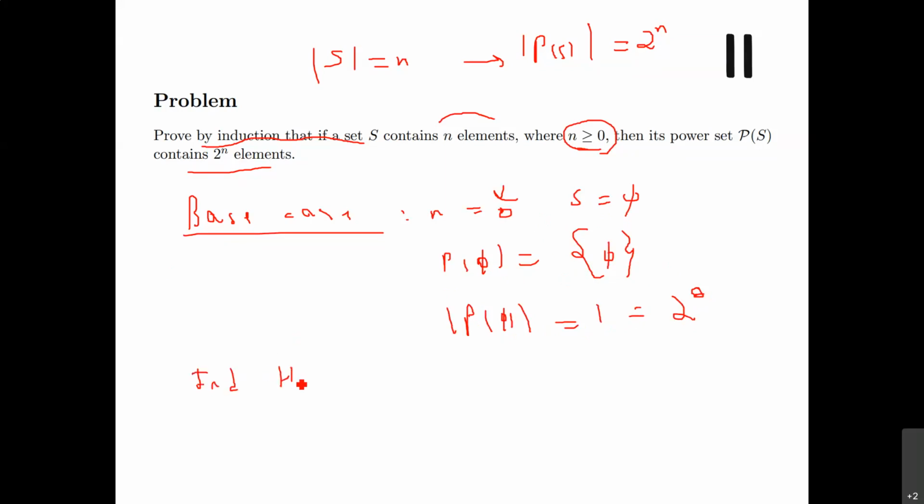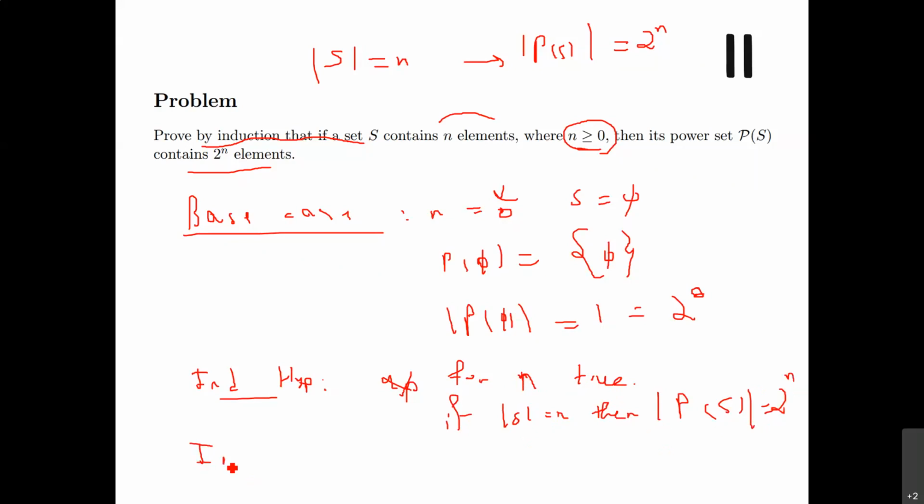Our hypothesis is going to say, for n, if you have some set that has n elements, then its power set is going to be 2 power n. So if this, then the size of the power set is 2 power n. Proving for the step.